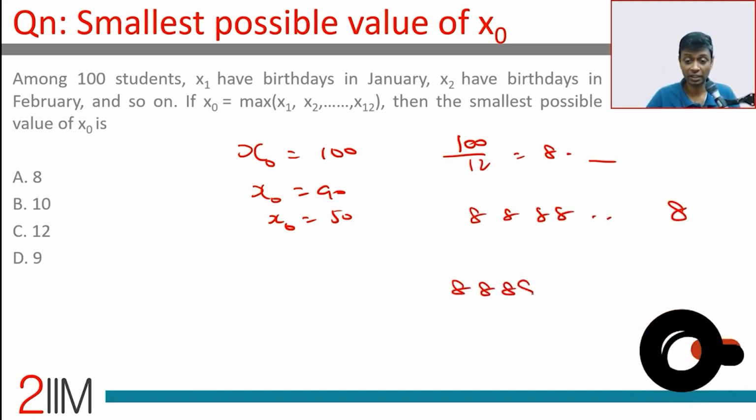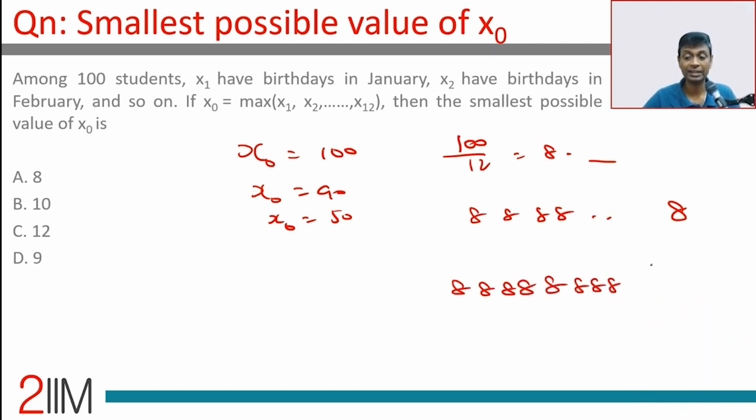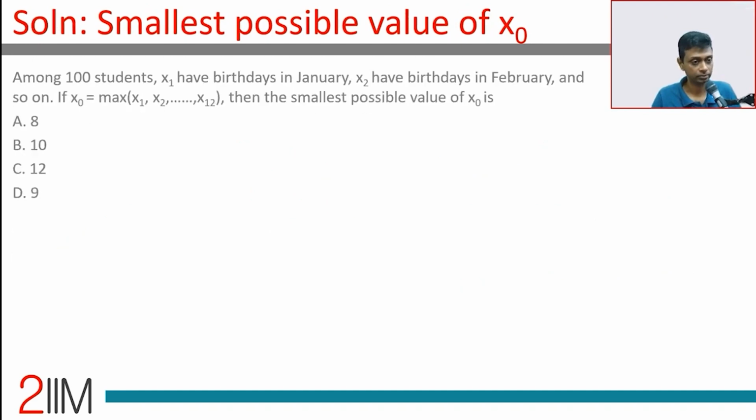You could have 8 of the 8s, taking us to 64, and then 9, 9, 9, 9. That will take us to 100. Smallest possible value of x0 is 9. Everything cannot be 8. But if you have a bunch of 8s and a few 9s, this total can be achieved, in which case x0 will be 9.